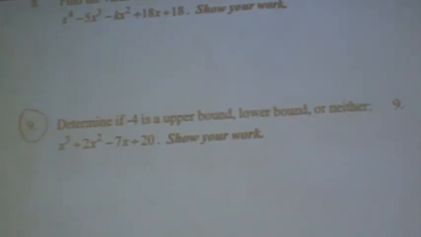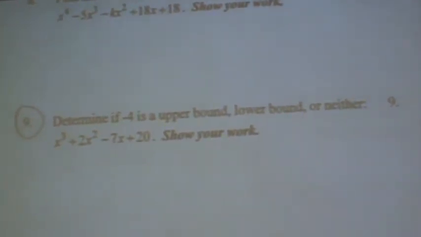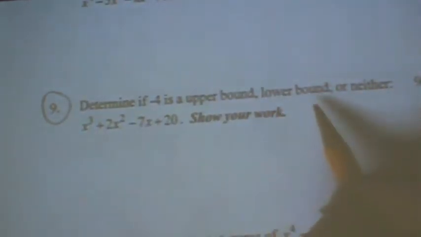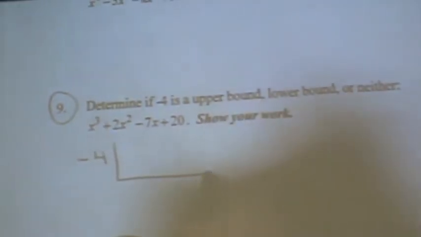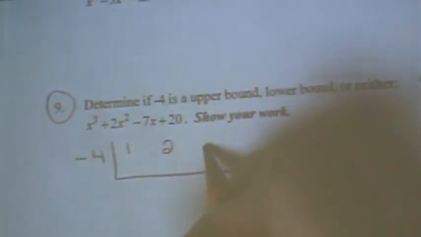Upper and lower bound. What's the difference? If you test a positive number, it can be an upper bound, and a negative number can be a lower bound. A positive number can't be a lower bound, and a negative number can't be an upper bound. Does that make sense? With a negative number, what you do is use synthetic division on this.